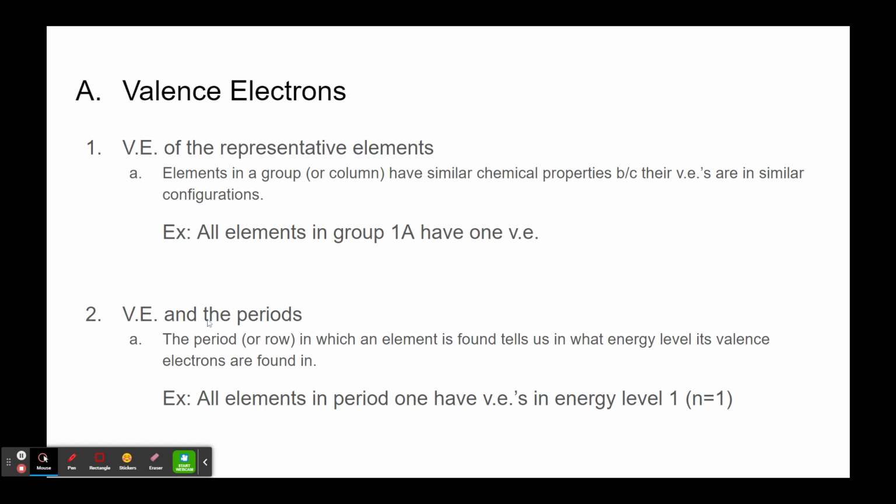Number two, valence electrons in the periods. So remember, the period corresponds to the highest energy level shell that each atom in that period has. So the period or row in which an element is found tells us in what energy level its valence electrons are found. For example, all elements in period 1 have valence electrons in energy level 1. And all the elements in period 2 are going to have all their valence electrons in the second shell, and so on and so forth.